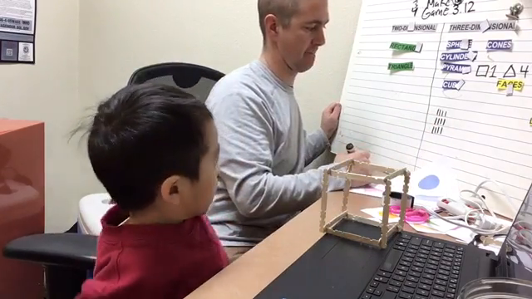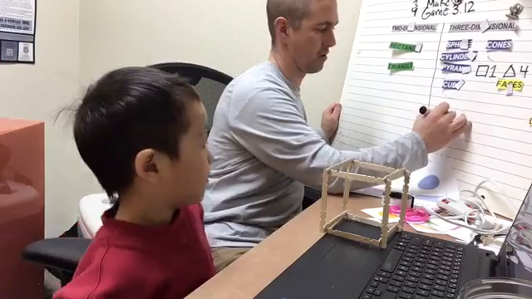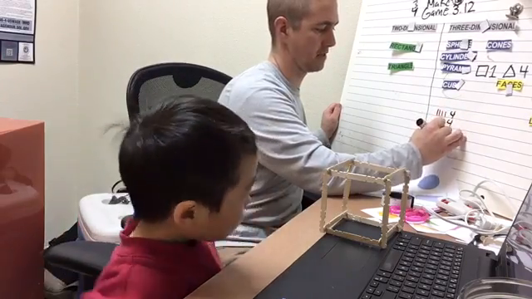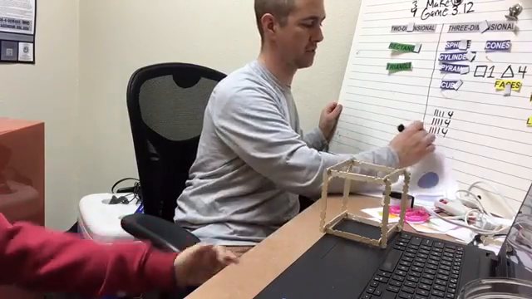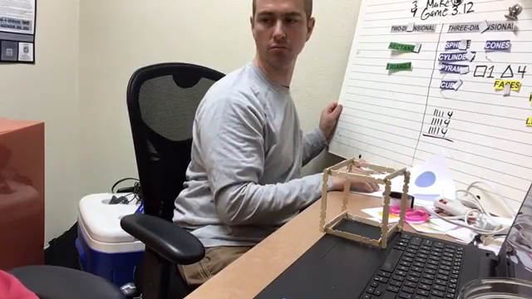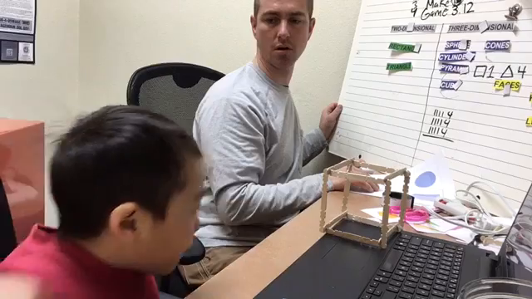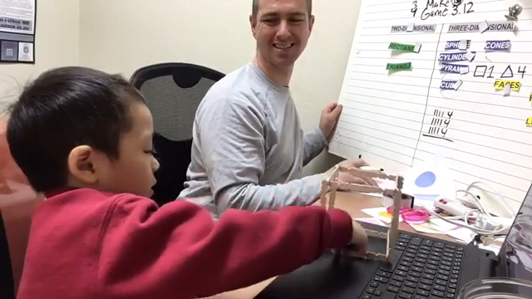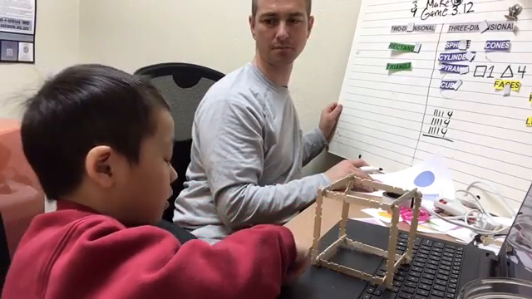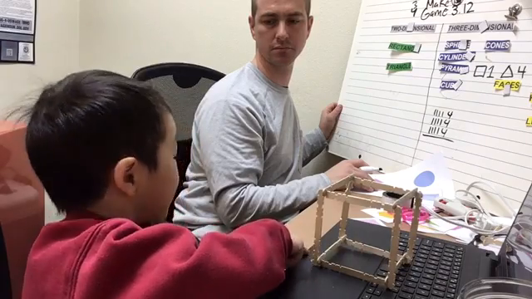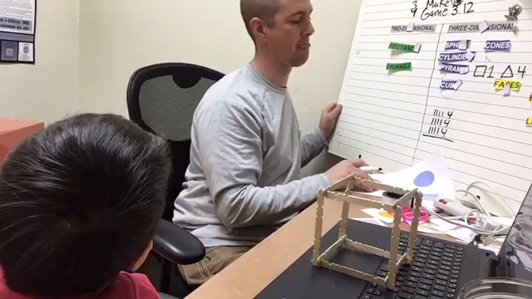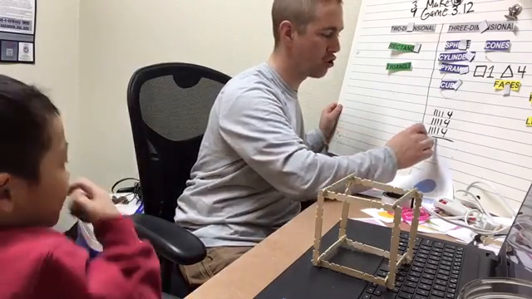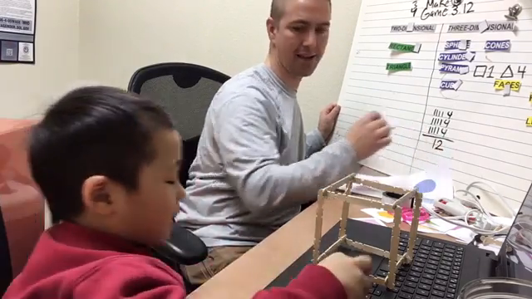So 4 plus 4 plus 4. How many lines does a cube have? 4 plus 4 plus 4 is... 4 plus 4 is 8. Plus another 4. 8 plus 4. It's definitely going to be bigger than 10. 12. Ooh, a cube has 12 lines.